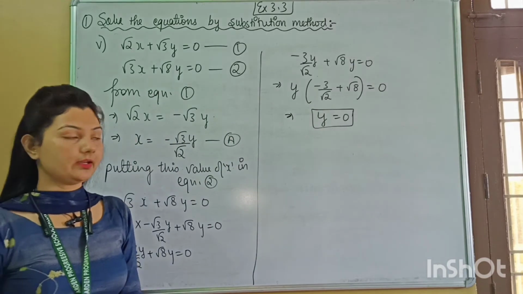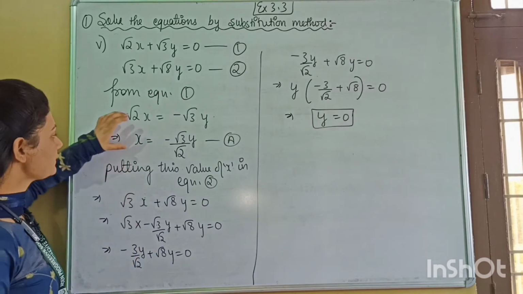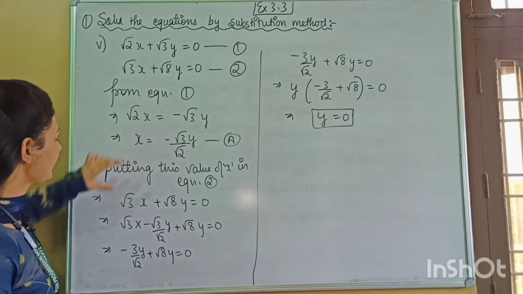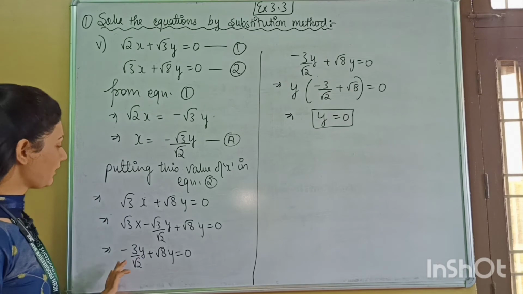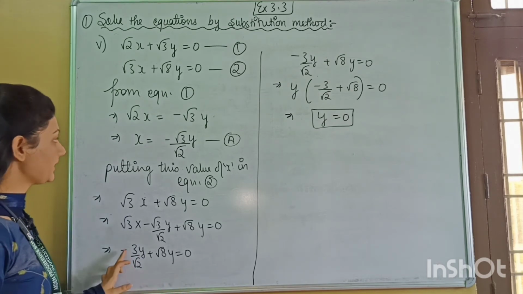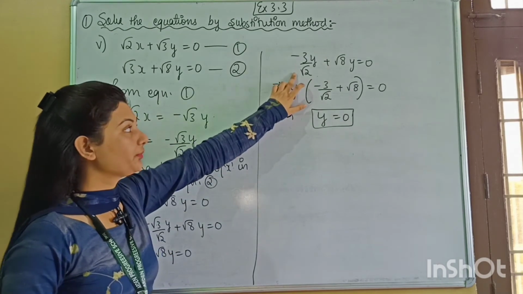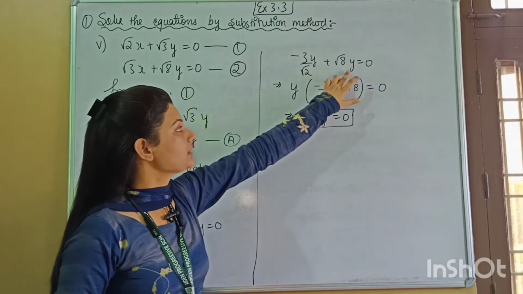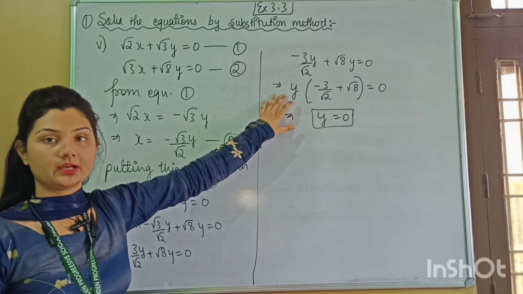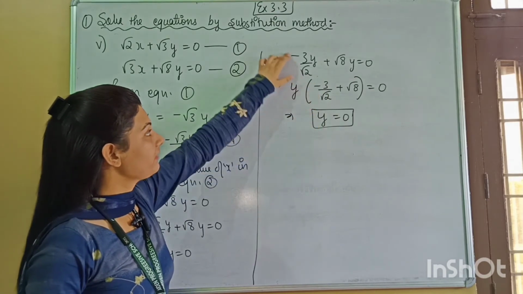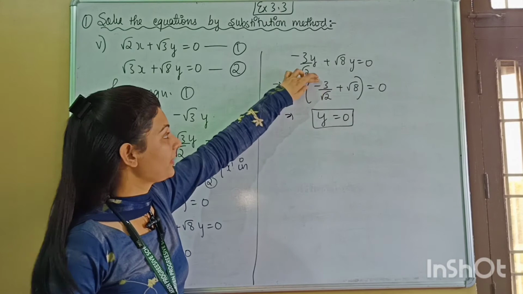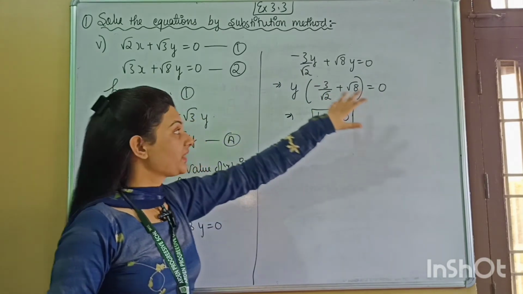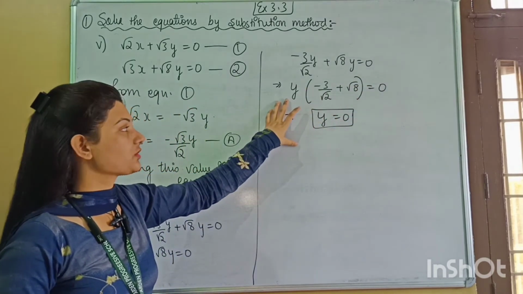Okay, what we have done here, see very carefully. First of all, we have taken the value of x from here. Now we have put this value of x in equation 2. What we got after putting the value of x is minus 3y upon root 2 plus root 8y is equal to 0. Now in both the parts y is common, so we have taken it outside. Inside the bracket we have written the rest of the values, that is minus 3 upon root 2 plus root 8 equals to 0. Now this whole value is in multiplication with y.